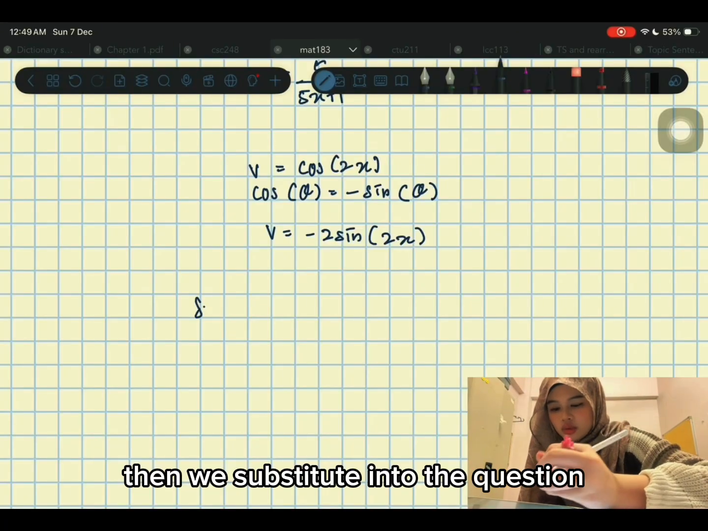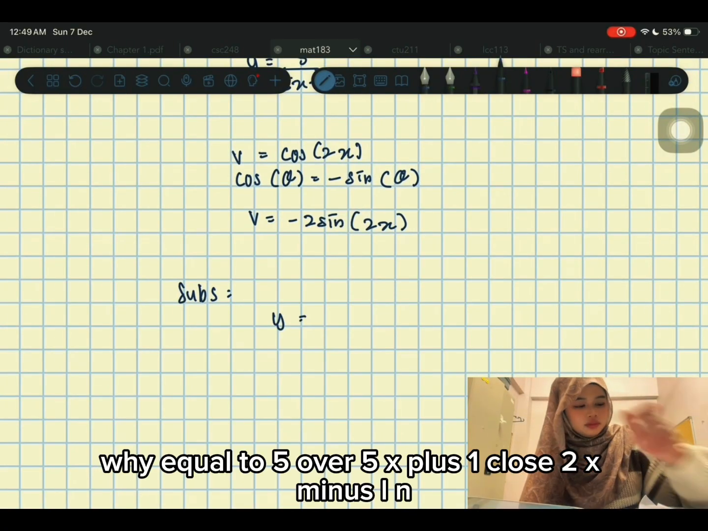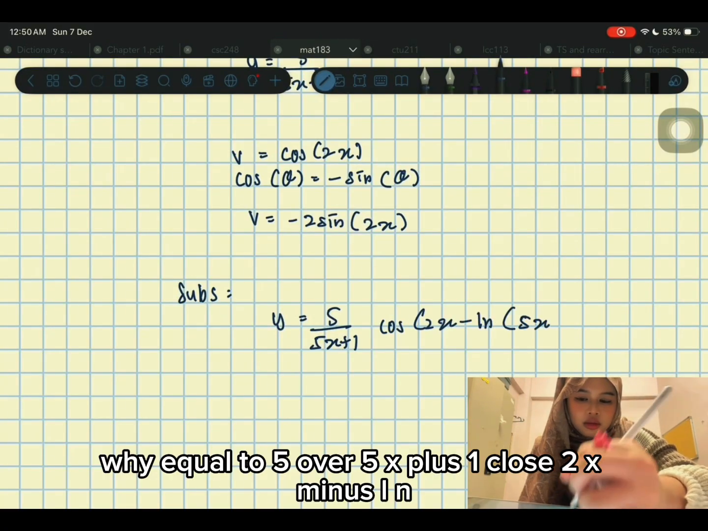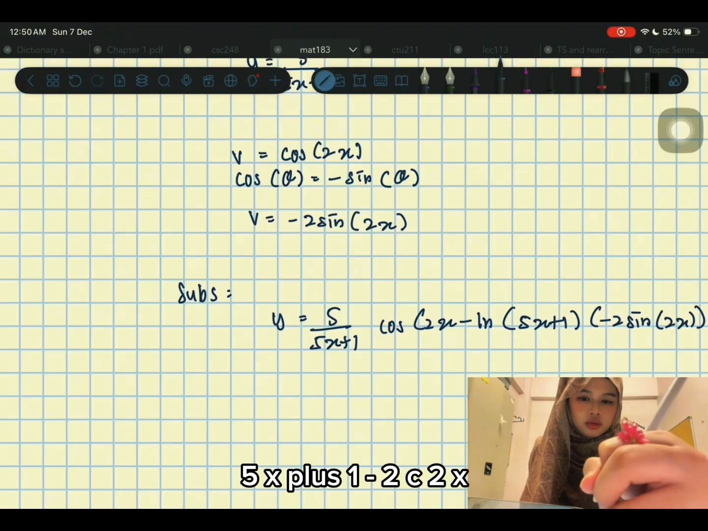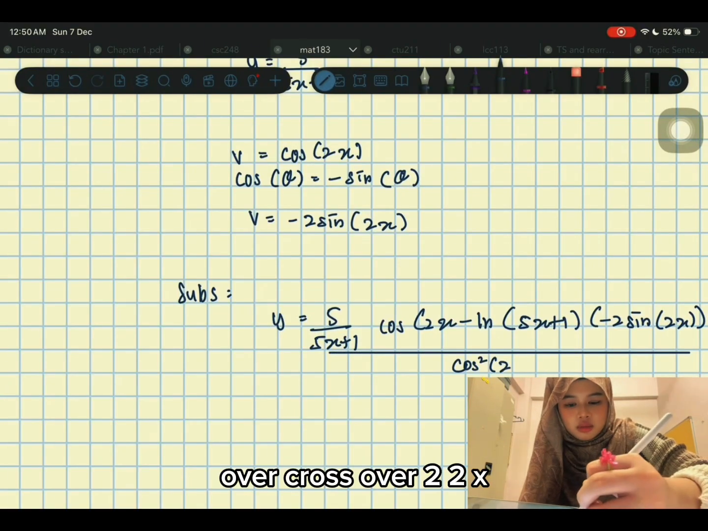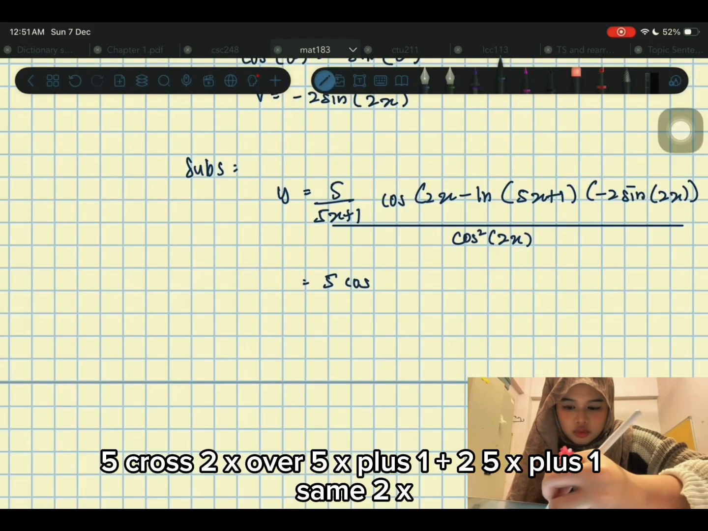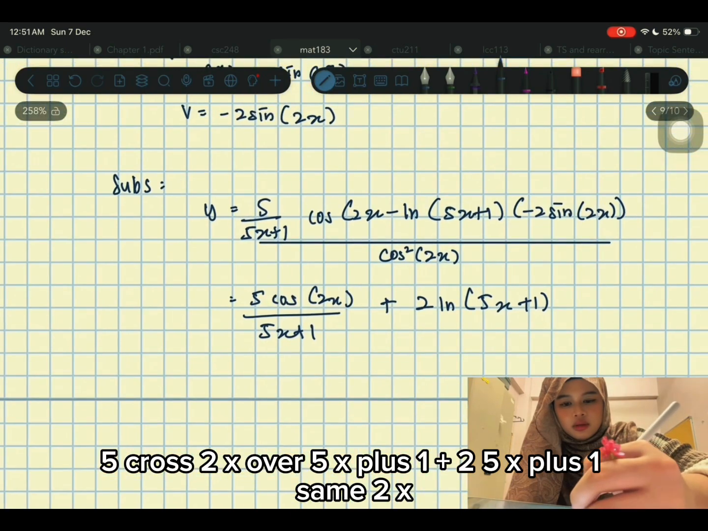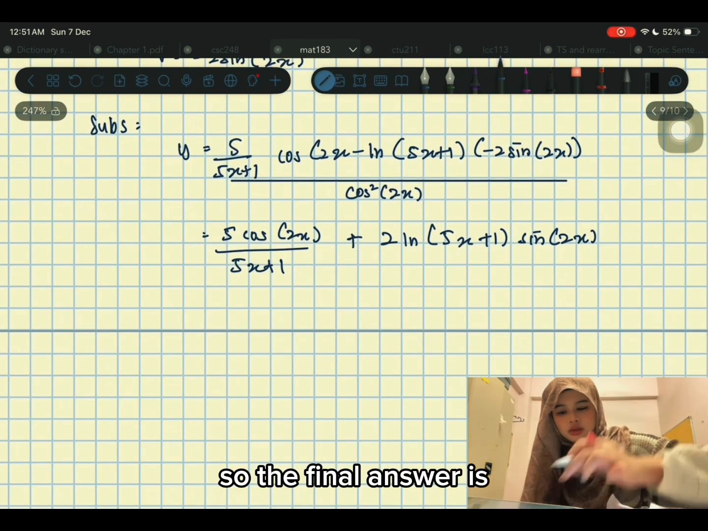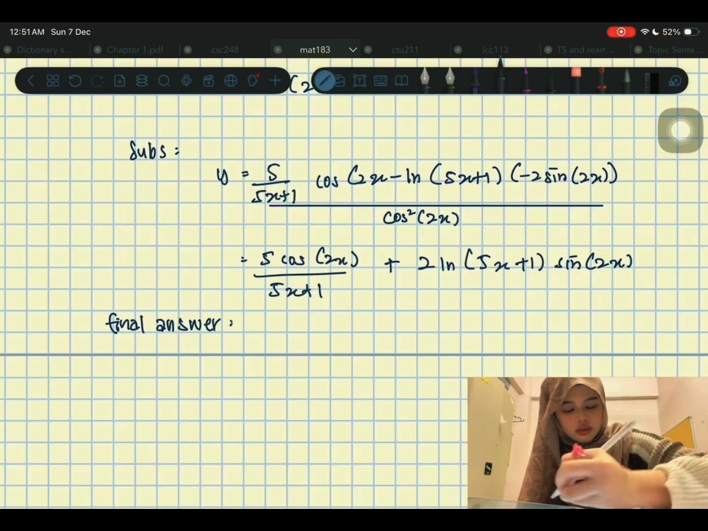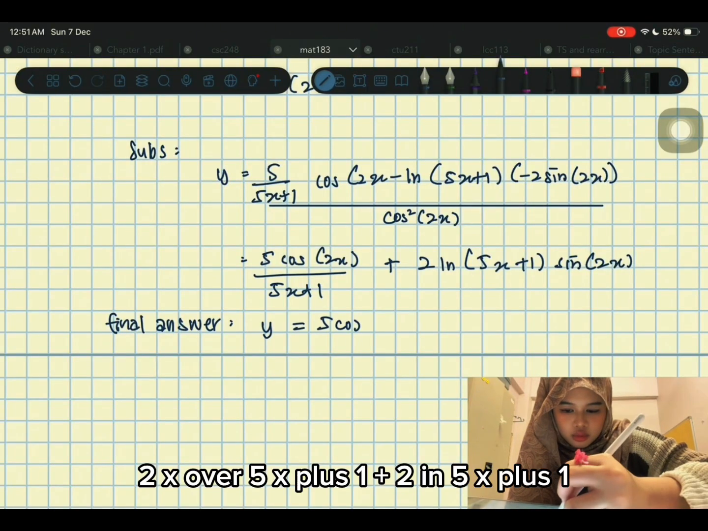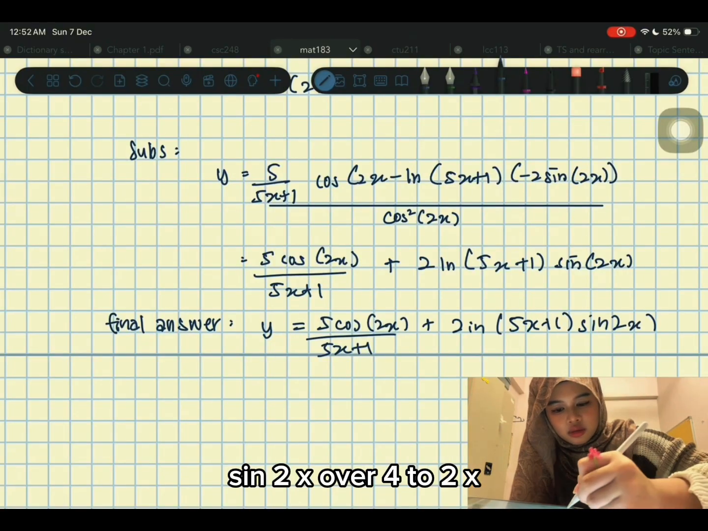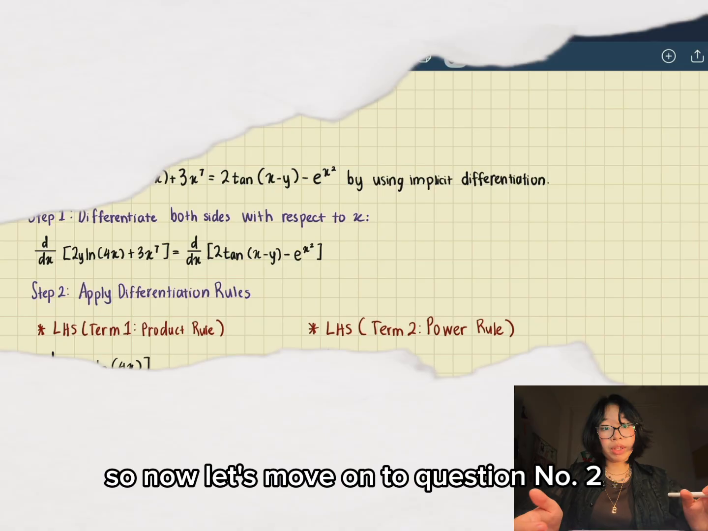Then we substitute into the quotient rule. y' equal to 5 over 5x plus 1 times cos 2x, minus ln(5x plus 1) times minus 2 sin 2x, over cos squared 2x. So the final answer is y' equal to 5 cos 2x over 5x plus 1, plus 2 ln(5x plus 1) sin 2x, all over cos squared 2x. So now let's move on to question number 2.